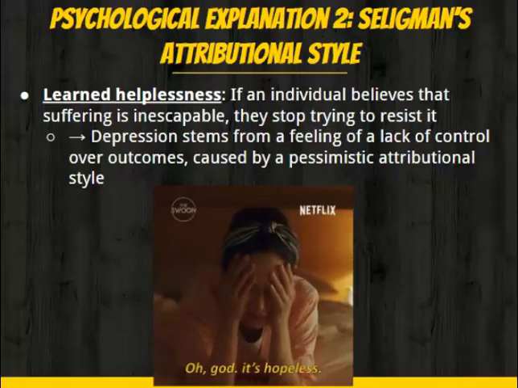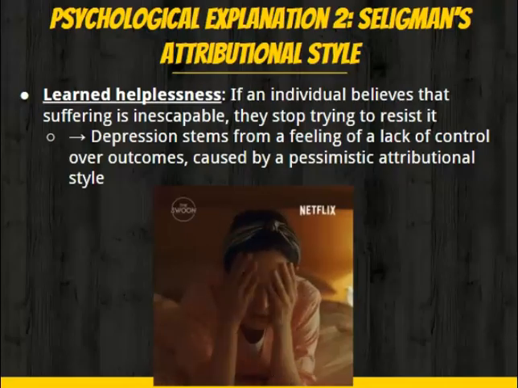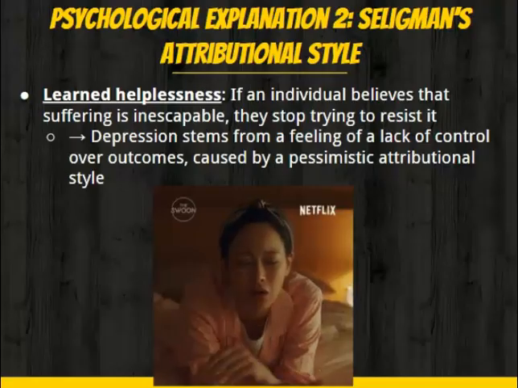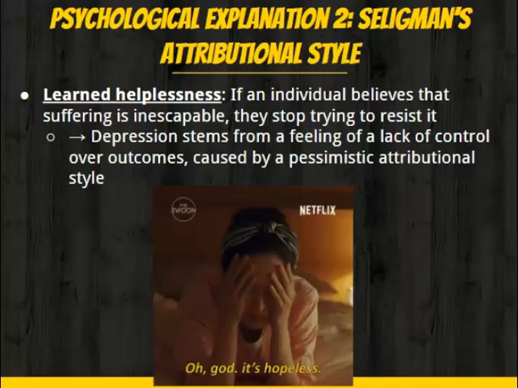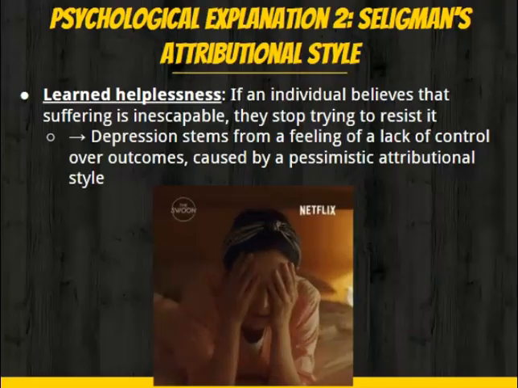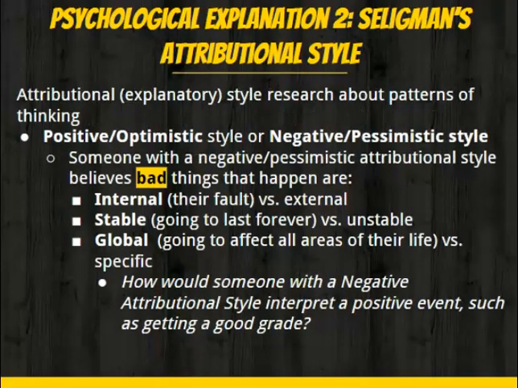Not trying to resist it or change it, that is the helplessness. Because I've experienced so much difficulty, I start to believe that there's nothing I can do about it. And that's where the depression comes from, that feeling that you don't have any control over your outcomes. And that's caused by having what he called a pessimistic attributional style. You may also see this called explanatory style, because attributional style tells us about the person's pattern of thinking. How do they explain the events that happen to them? The acronym you want to memorize here is I do GIS. You could also do SIG, whatever makes you happy.